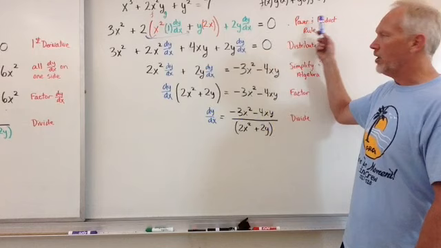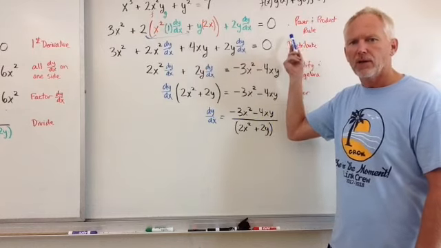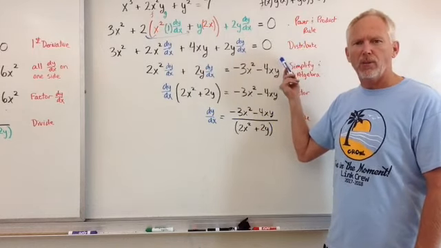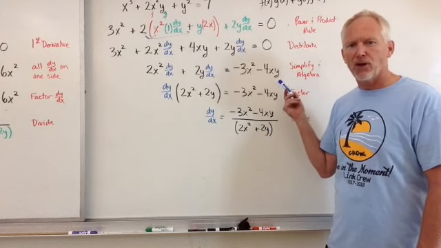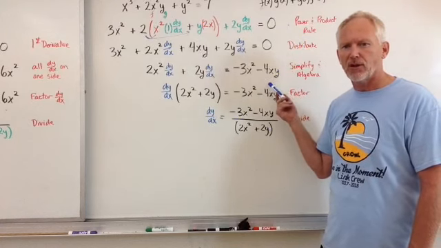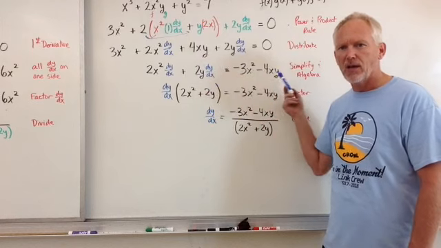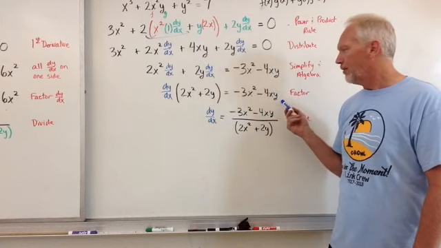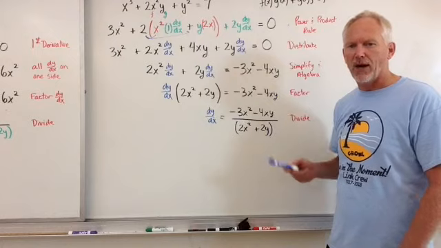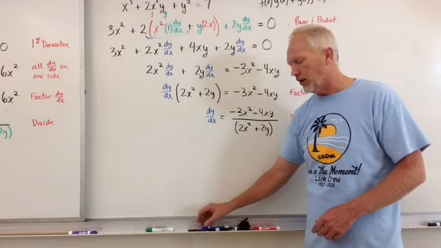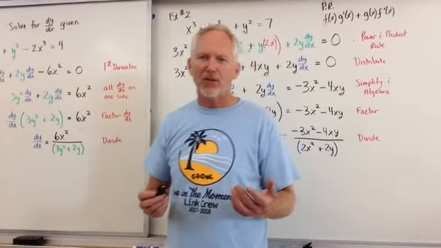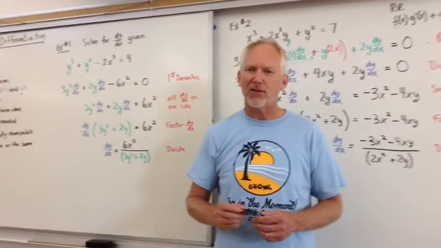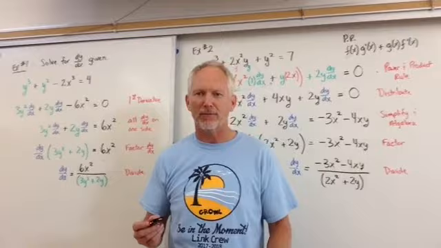So what did we do? We did the power and the product rule. Then we distributed. Then we simplified and used some algebra to isolate, start to collect like terms. Then we went to factoring, and then we divided and we got our solution. So anyway, that is implicit differentiation. Practice it, enjoy it. It's a great time. It's calculus. It's fun. It's wonderful. Yahoo.